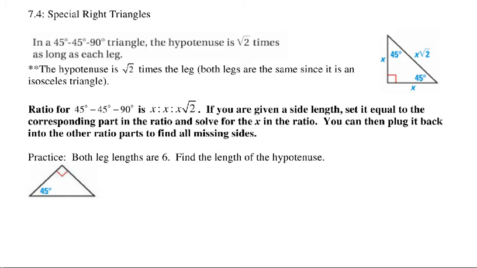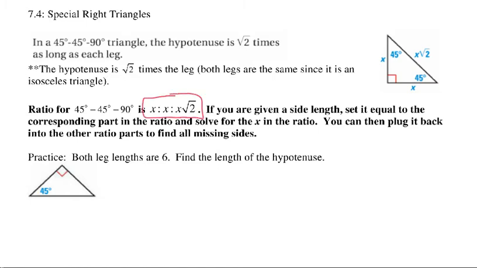So, for a 45-45-90 triangle, if you realize that there are two angles that are the same, then this means that the two sides across from them are also going to be the same. So this is really going to be an isosceles triangle. So anytime it mentions an isosceles triangle, we really have a right isosceles triangle, with 45, 45, 90 degrees inside.